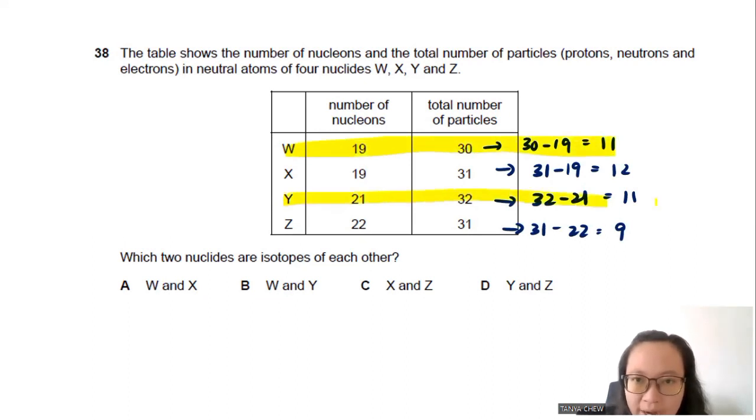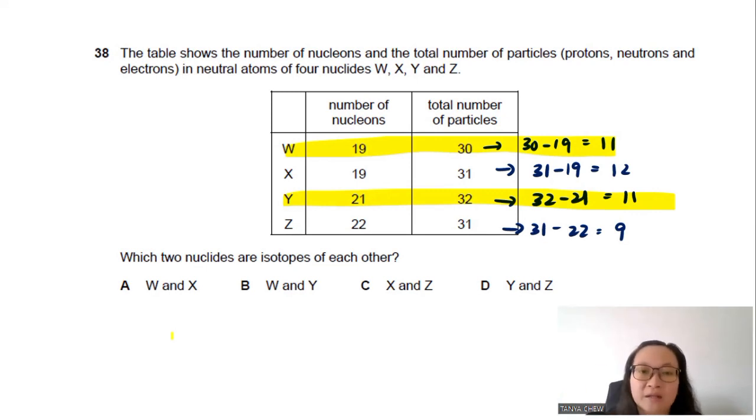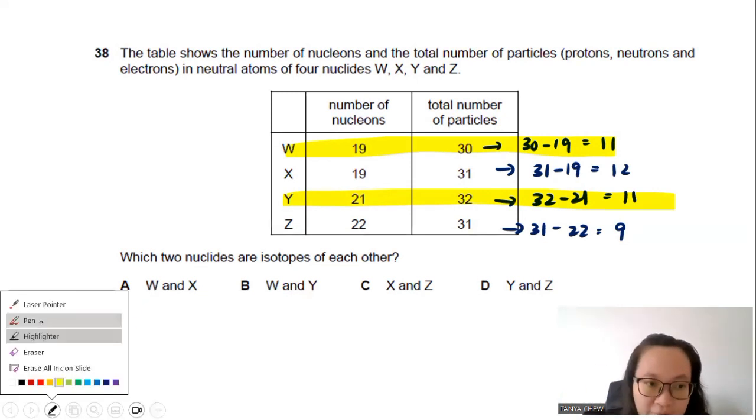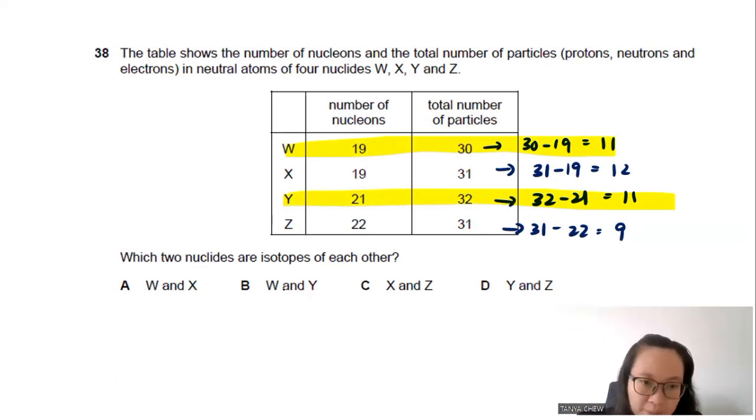W and Y have the same total number of particles. So all the particles balance each other. So therefore, W and Y are isotopes. They have the same number of protons and electrons.